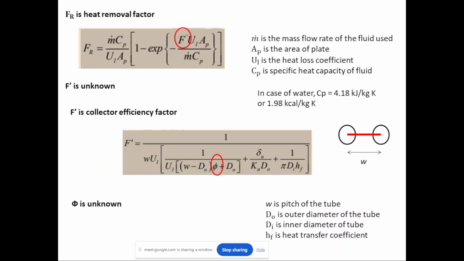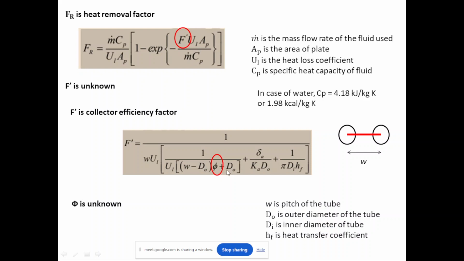That will be fixed for a particular case, because you have your absorber plate and your tubes, so there will be a heat transfer. In order for the heat to transfer from your absorber plate to the fluid, it happens using conduction and convection. To account for that, you use this heat transfer coefficient, and this delta A by Ka D naught represents the adhesion resistance.